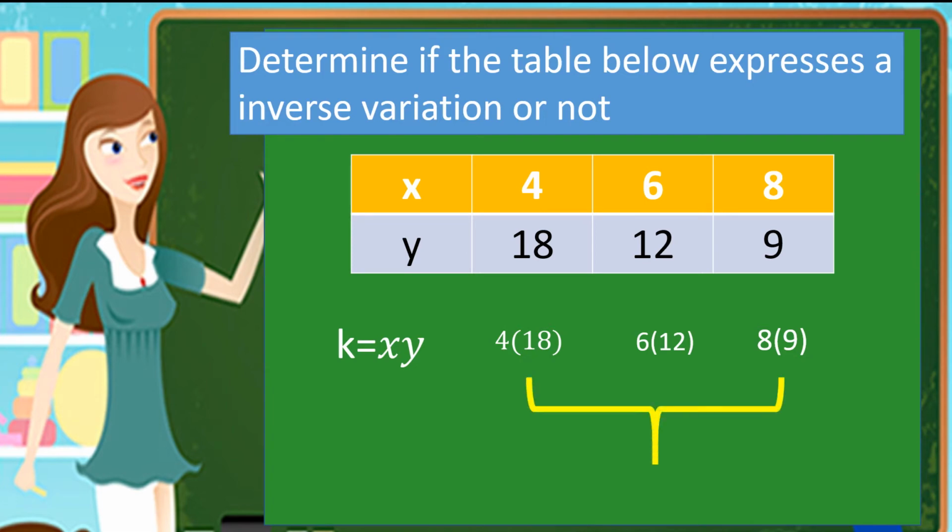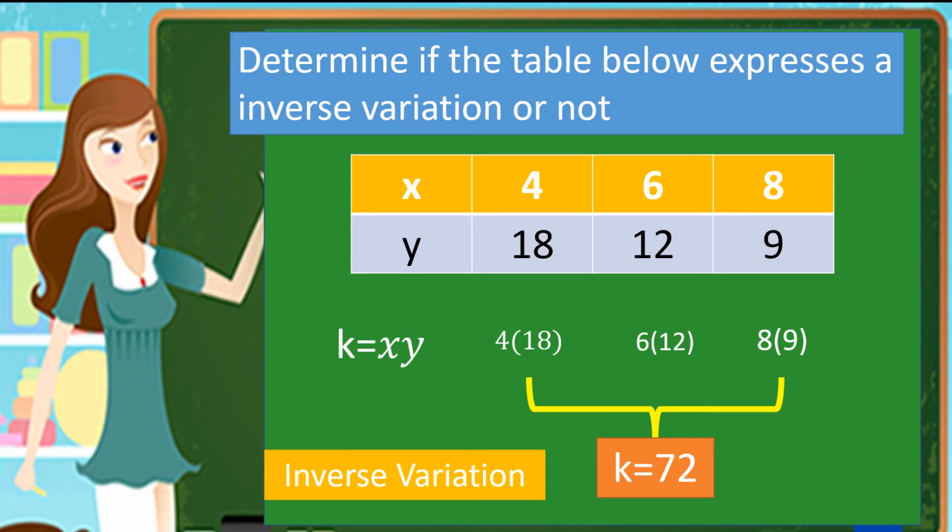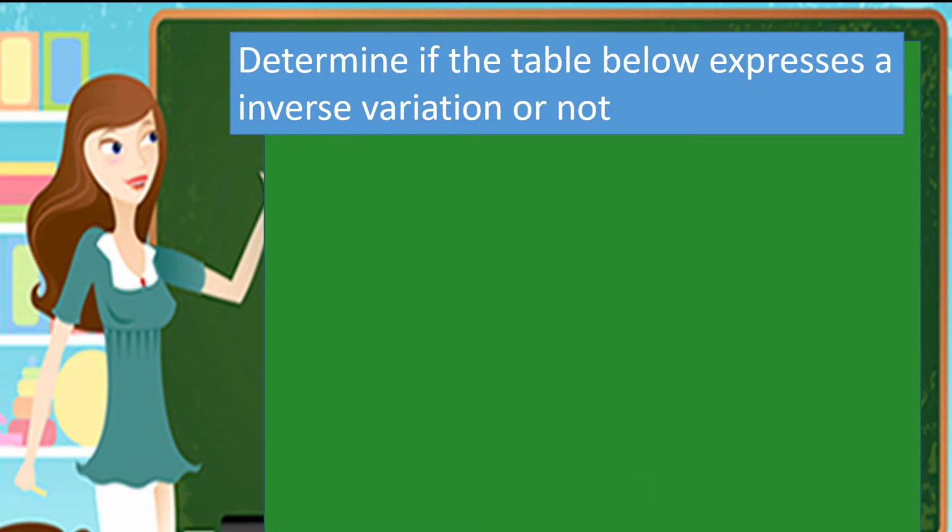So, the product of each pair of factors is 72, kasi 4 times 18 is 72, 6 times 12 is 72, and 8 times 9 is 72. So therefore, this is an example of inverse variation. So another example.